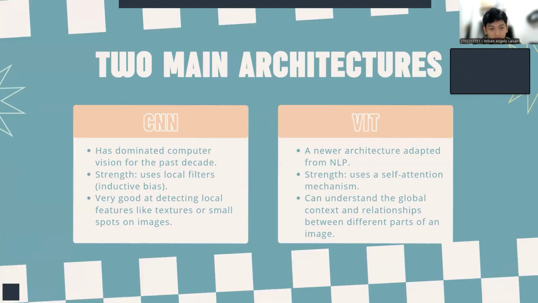Okay, there are two main architectures. The first one is CNN, which has dominated the field for the past decade. CNN excels at recognizing local features such as leaf textures or the edges of objects. On the other hand, there is the vision transformer, or ViT, a newer approach. Unlike CNN, ViT divides an image into small patches and uses a self-attention mechanism to understand the relationship between these patches. This approach allows ViT to capture the global context of an image very effectively.